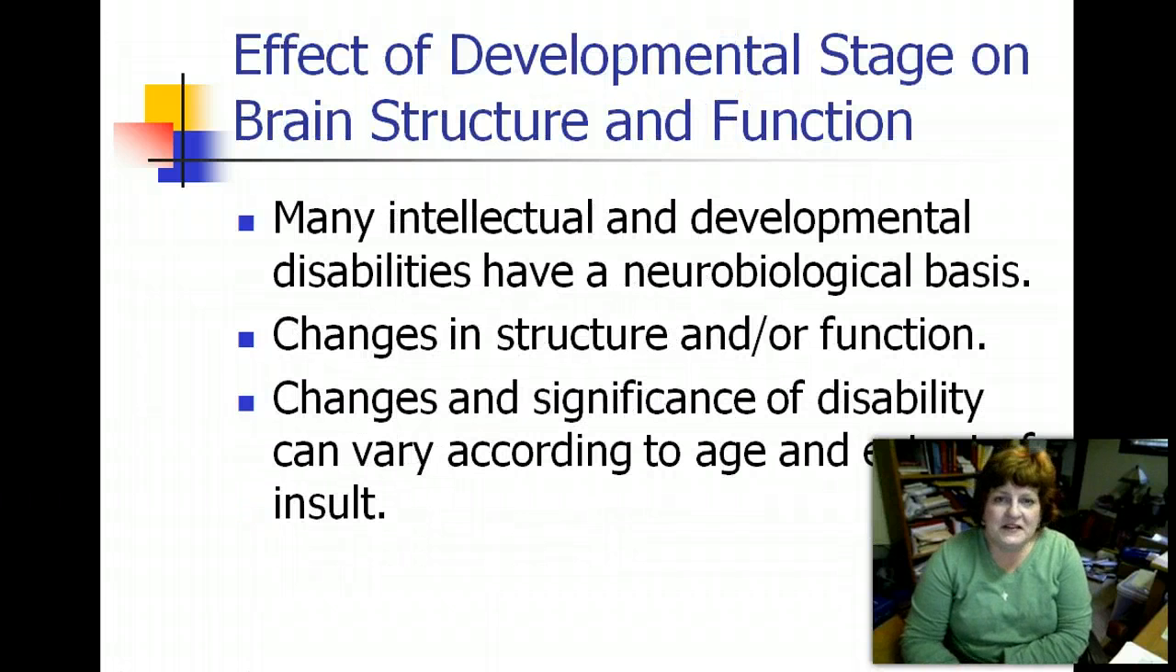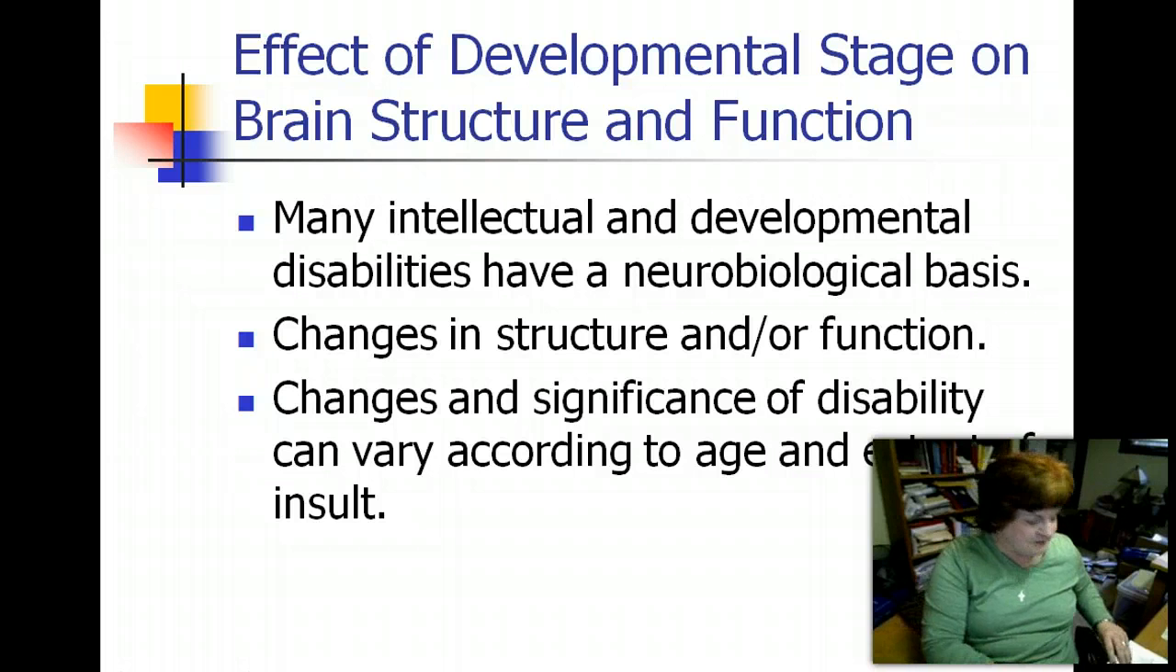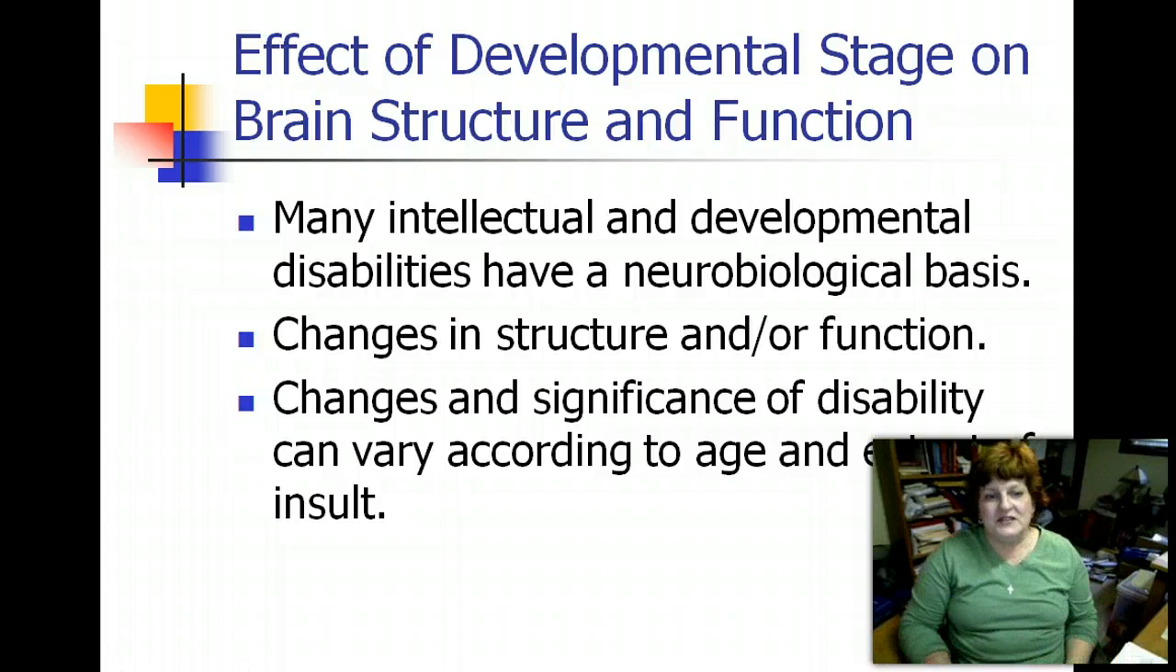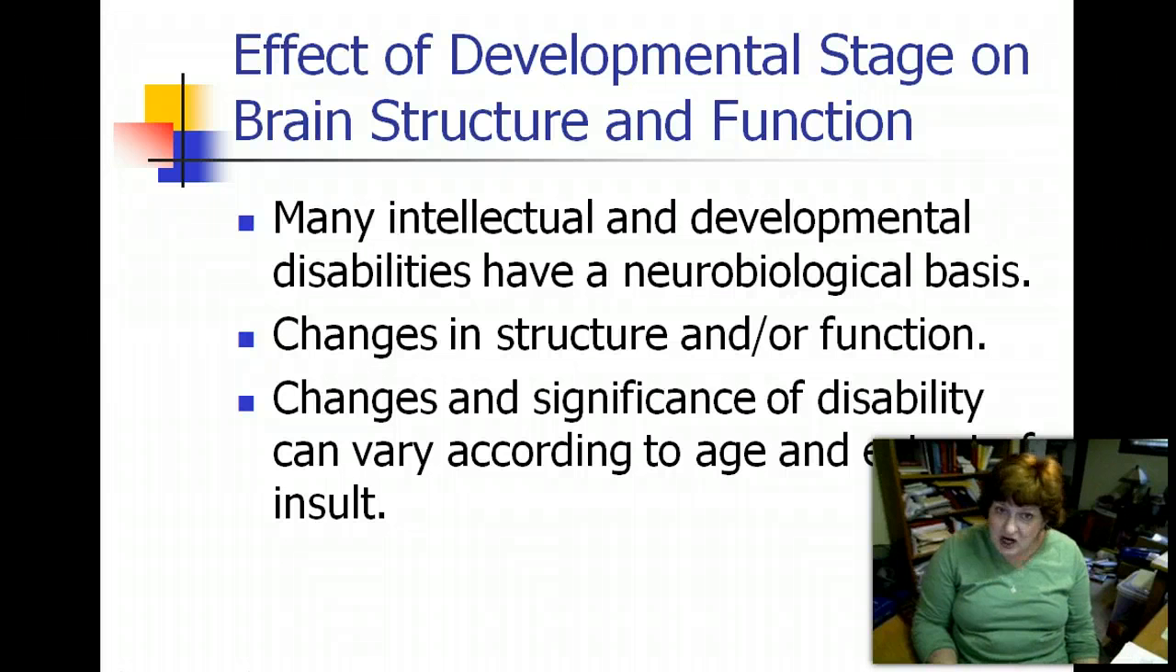Let's talk about the effect of the developmental stage on the brain structure and function. Not all brains are created equal. Not all brains are created equal in the developmental stage that the child may be in. So there may be intellectual and developmental disabilities, and that's a large class of them that have a neurobiological basis. So again, those are usually the ones that are impacted by the mutational changes. There's changes in structure and function of the brain. This can be significant too if there's been some injury or trauma to the brain.